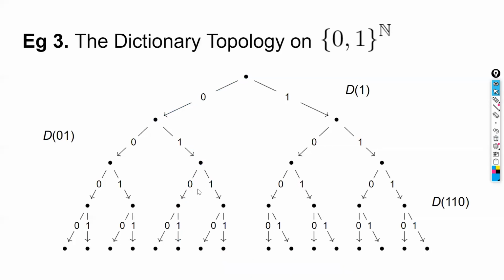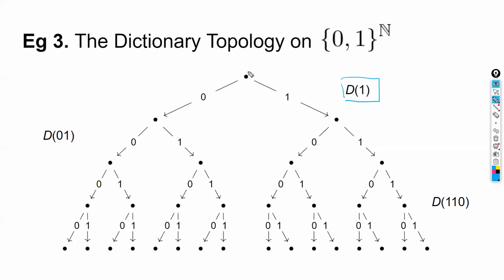Now I want to tell you about what three of the basic open sets in the dictionary topology for this space look like. Because it's actually very intuitive once you've got this tree picture written out for you. So let's take a look at D of 1. So this is the dictionary topology for the word 1. Remember, this is the set of all words that just start with 1. So all the sequences that start with 1.